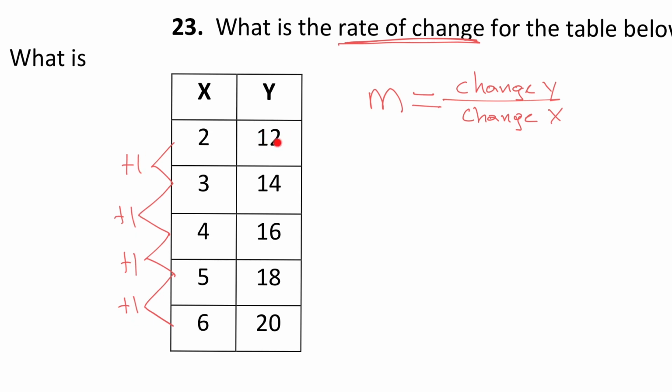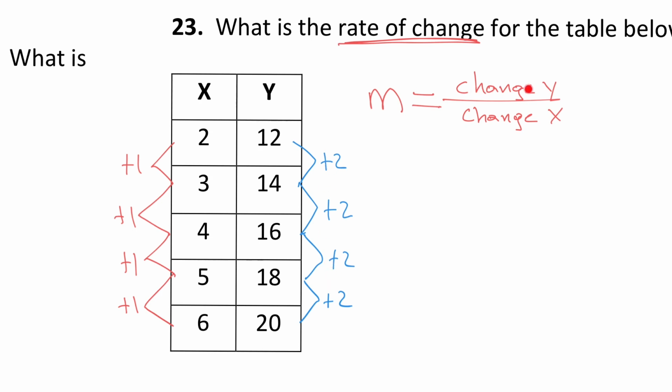When you guys look at the y values, we have a 12, 14, 16, 18, 20. That's actually adding 2. So 14 plus 2 is 16. 16 plus 2 is 18. 18 plus 2 is 20. Notice the pattern, it is the same. In order to find the rate of change, the pattern has to be the same. And we say difference. The difference has to be the same.